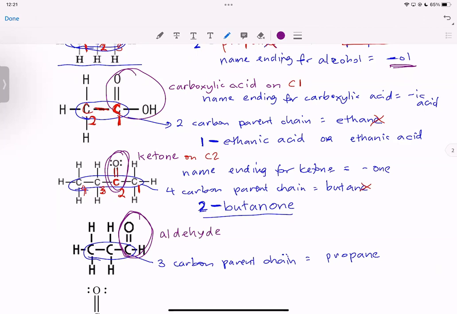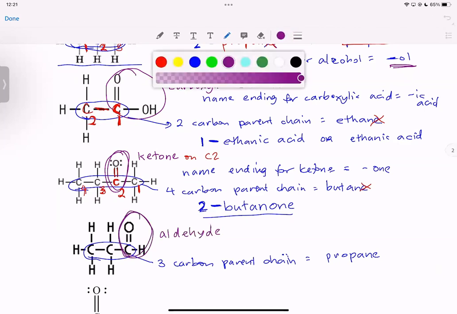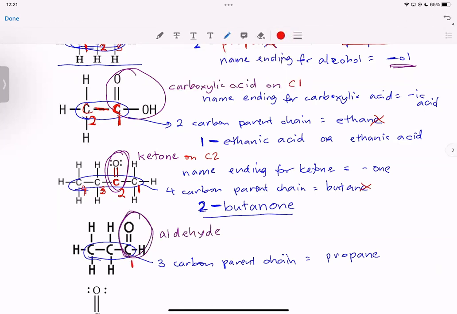So, an aldehyde. You want to find the number that the aldehyde is on: carbon number 1. The carbon is part of the main chain, so you want to have the lowest possible number. And that carbon is also part of the functional group in the aldehyde. So this aldehyde is on carbon number 1 of the main chain.